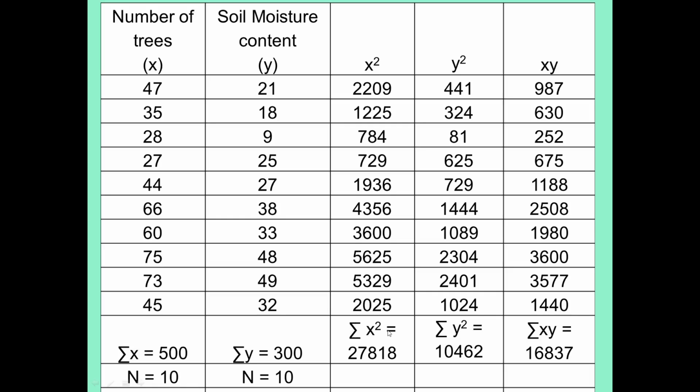The summation of x square is 27,818, whereas the summation of y square is 10,462, and the products of x into y are calculated in this column, and the summation of x into y is 16,837. So in this manner, we have to calculate x squares, y squares, and x into y, their summations, and the total number of observations.